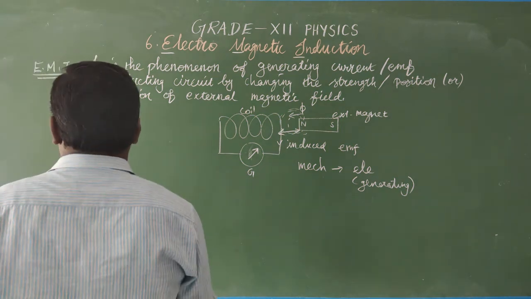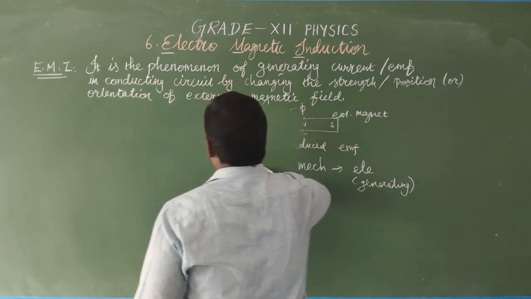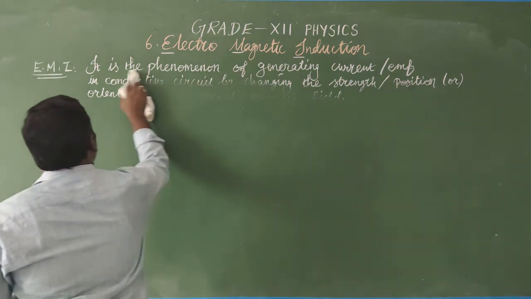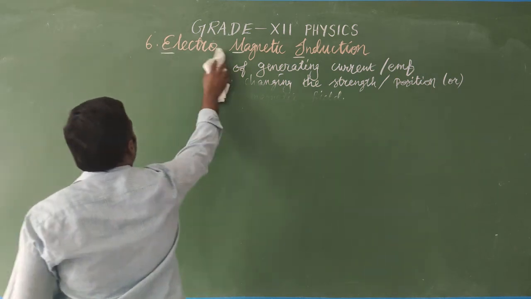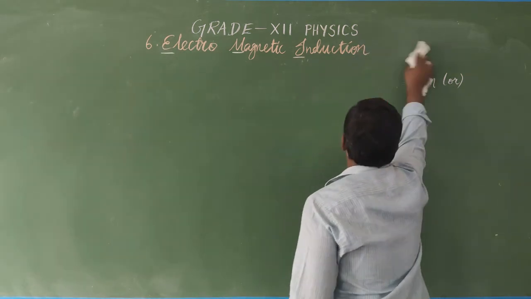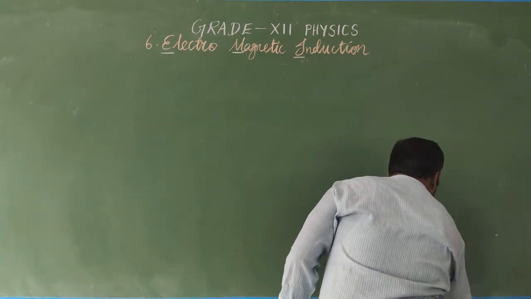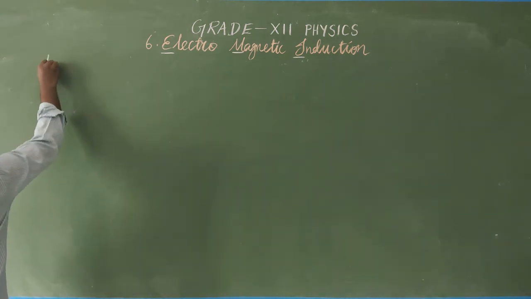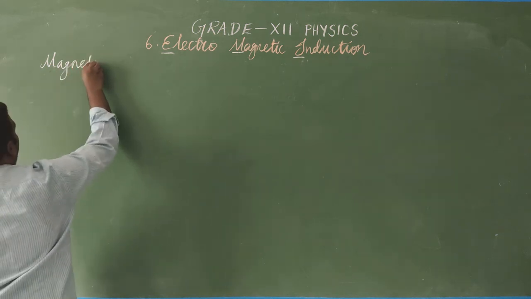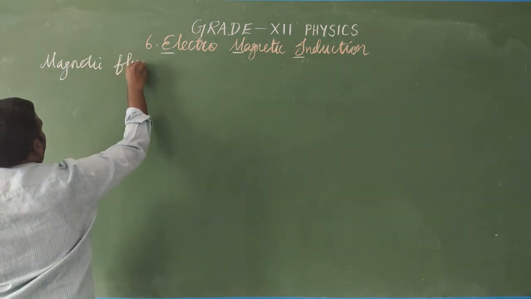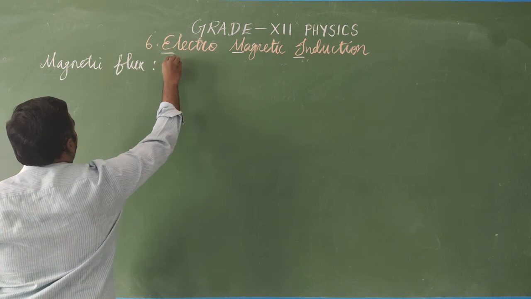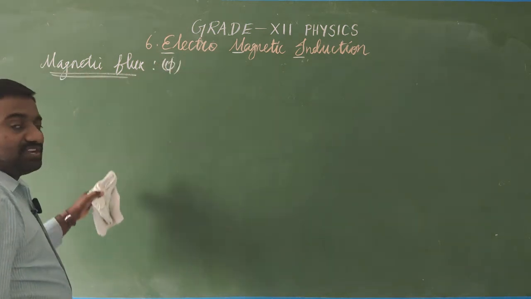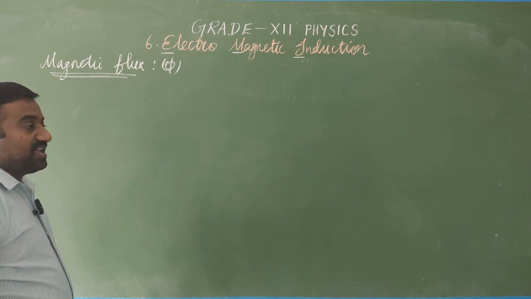about the magnetic flux. What is the flux? The magnetic flux is denoted by the letter phi. Magnetic flux is nothing but the total number of field lines crossing a certain area.